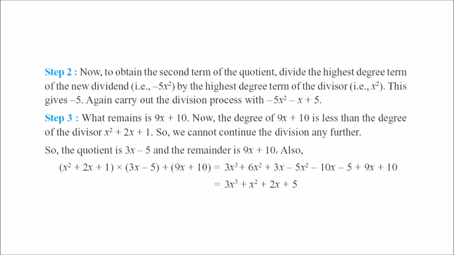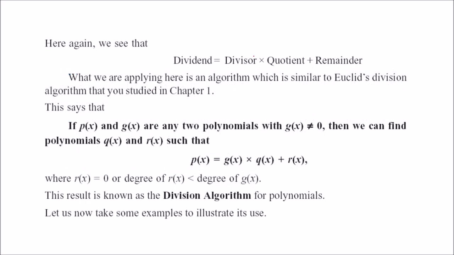So this is how you get the divisor, the dividend, and the remainder. Dividend will be equal to divisor into quotient plus remainder. This is Euclid's division algorithm, and we are actually applying it.